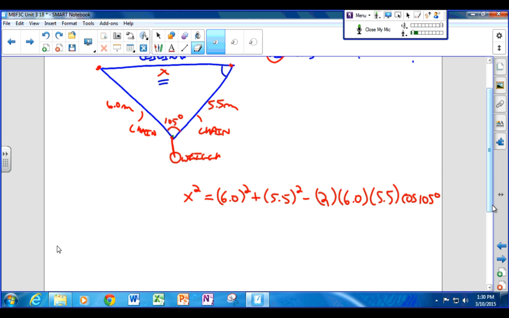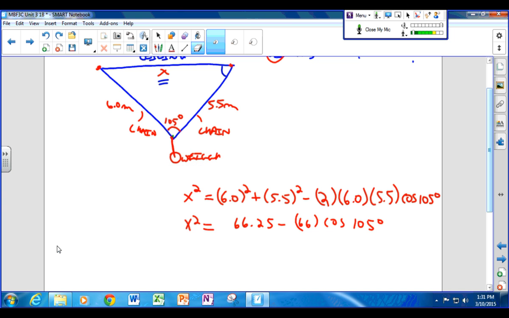Okay, now let's see if we can solve this. So we got x squared equals. Now I'm just going to go through it. I'll do it in a couple of steps. Plus 5.5 squared. Just make sure we get everything. So it's 66.25 minus, and so it's 2 times 6 times 5.5, and then it's 66 times cos 105 degrees.